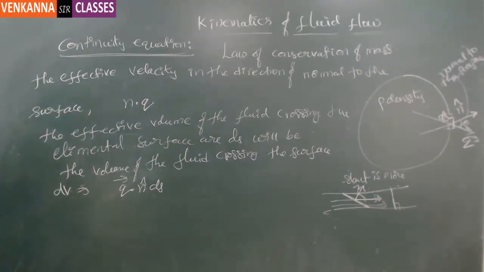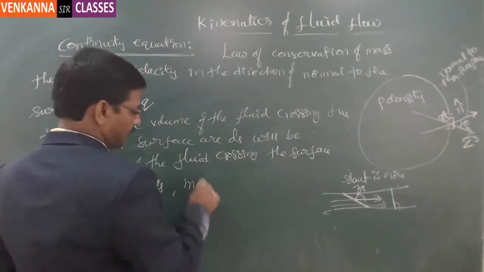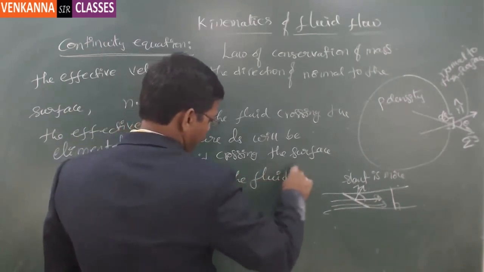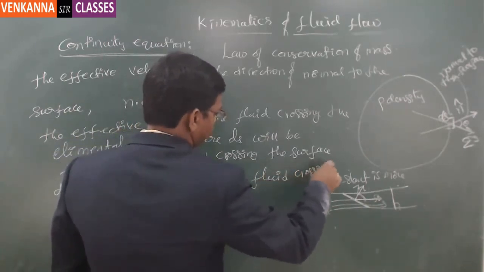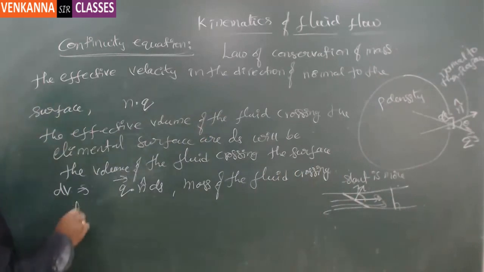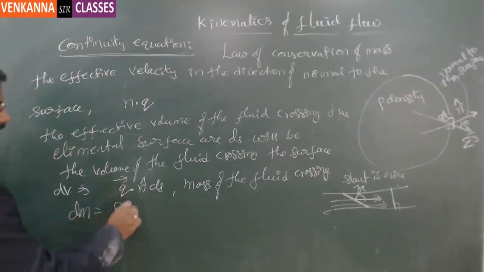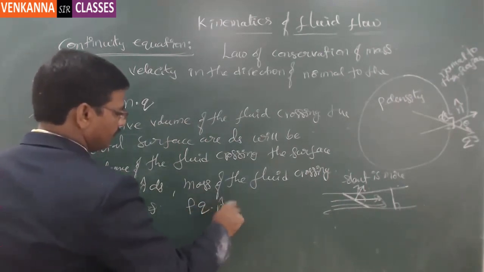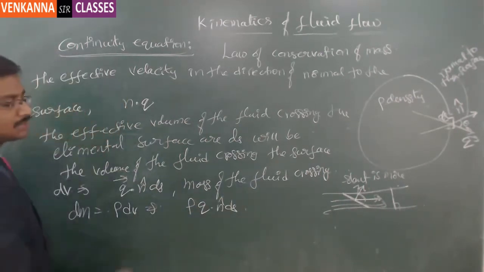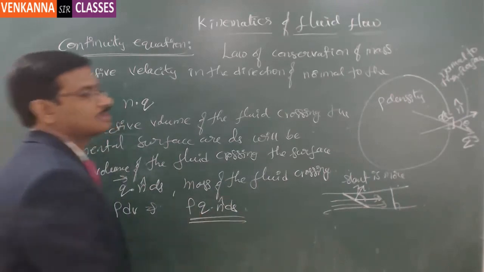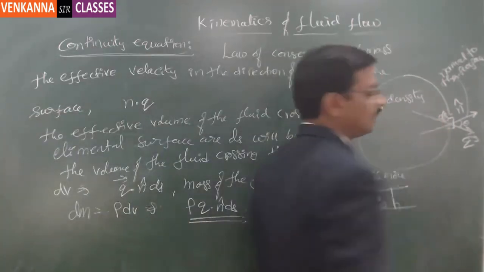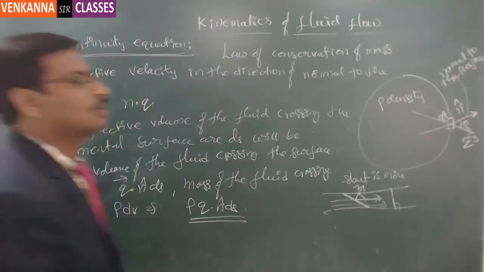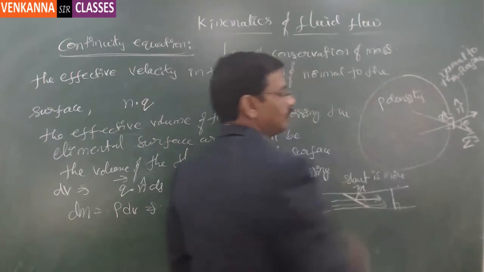Now the mass of the fluid crossing, dm, is equal to rho into dv. So this is rho into q dot n cap into ds. So this is the mass of the fluid that is crossing out of this particular elemental surface area. Got it? Or if you integrate it, then it will be the total mass that is crossing over the entire closed surface area. Got it?